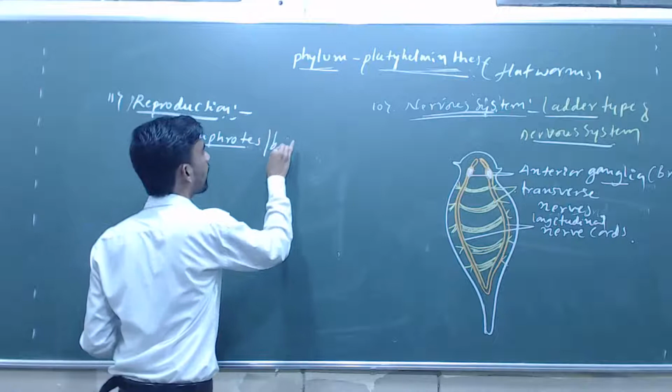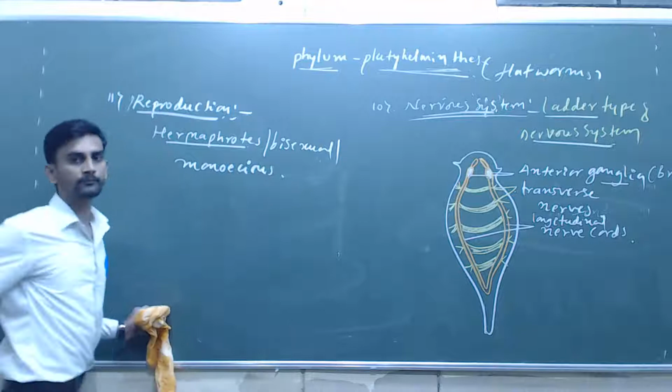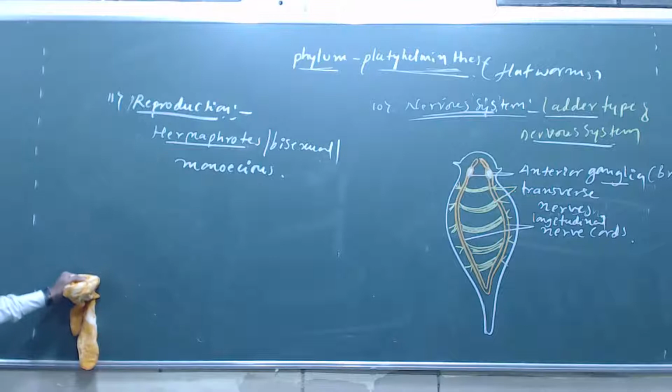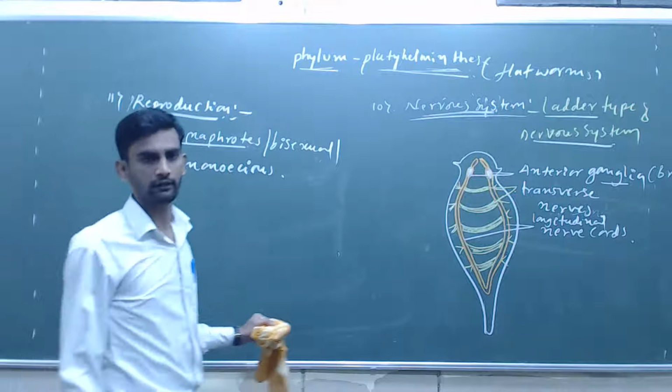I have already told another name. What is that? Monoecious, correct. Monoecious. Sexes are not separate. For that word meaning, it may give hermaphrodite, bisexual or monoecious condition. Sexes are not separate means both are present in the same individual only. You should remember like that. So next one.